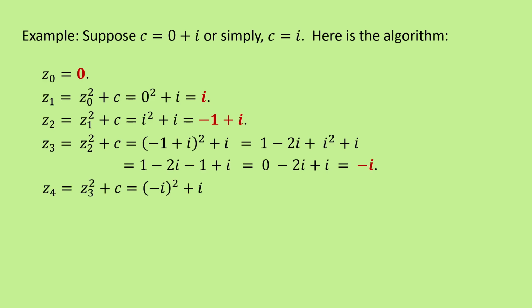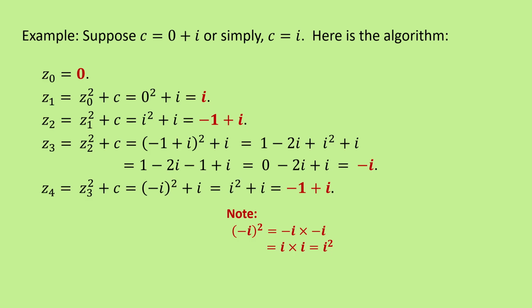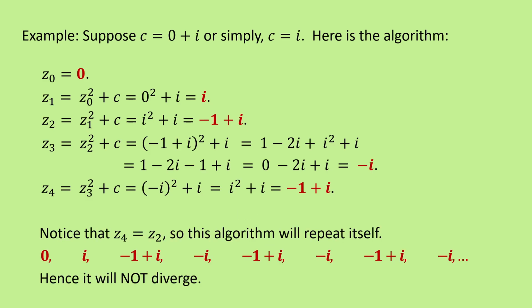Continuing, Z4 is equal to negative i squared plus i. And since negative i squared is just equal to negative i times negative i, which is plus i times plus i, which is just equal to i squared, Z4 is equal to negative 1 plus i. Z4 is equal to Z2, so this sequence will repeat itself and oscillate between negative i and negative 1 plus i. Therefore, it will not diverge.